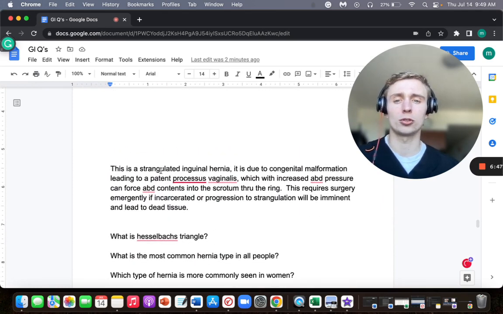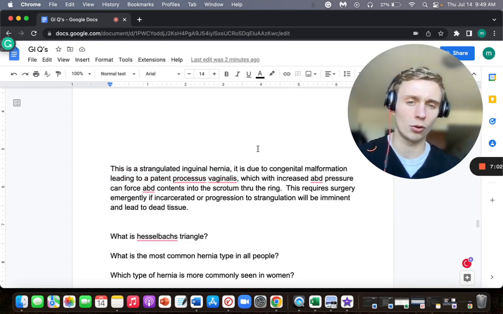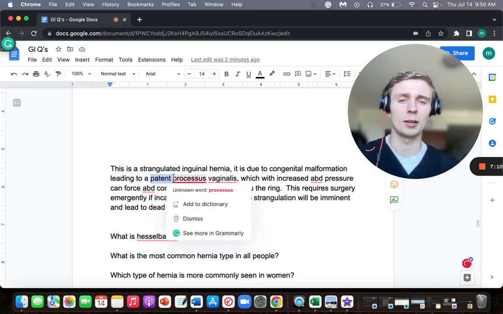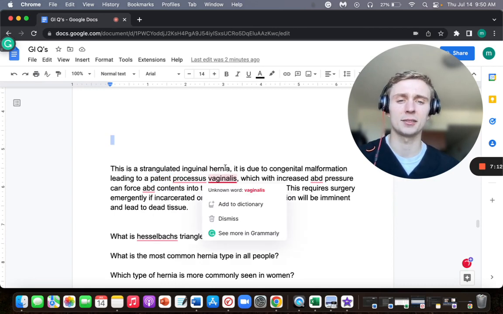So this is going to be a strangulated inguinal hernia. It's due to a congenital malformation typically, leading to a patent processus vaginalis, which with increased abdominal pressure can force the contents through that inguinal ring, through the scrotum. So increased intra-abdominal pressure can force the contents through that patent processus vaginalis.